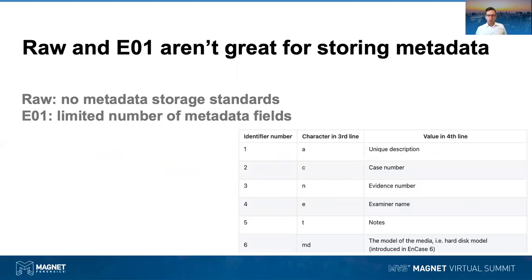Another issue that we have with E01s and RAWs is that they're not great for storing metadata. RAWs specifically don't have any real standard for storing metadata. We'll regularly see another file being provided alongside the RAW image, containing a wide degree of metadata that's generally defined by the manufacturer of the tool. There's no real standard way of representing or documenting that data, though. It's all very tool specific.